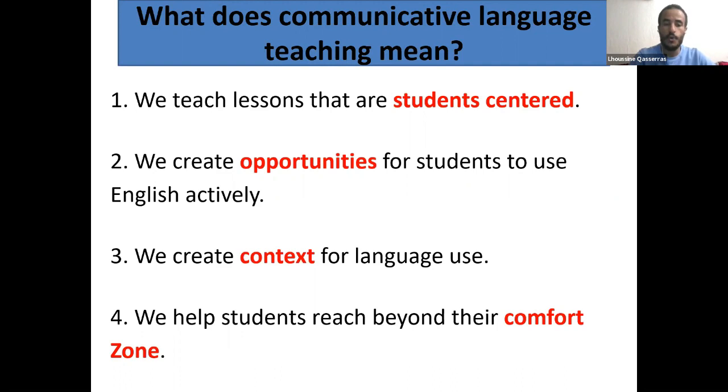Number four, we help students reach beyond their comfort zone. I'm not teaching only in class when I adopt the communicative language approach, but I'm helping my learners to implement these outside. Doctor, patient. So when you go outside, you can practice this with your family, with your friends, with your colleagues, etc. Okay.